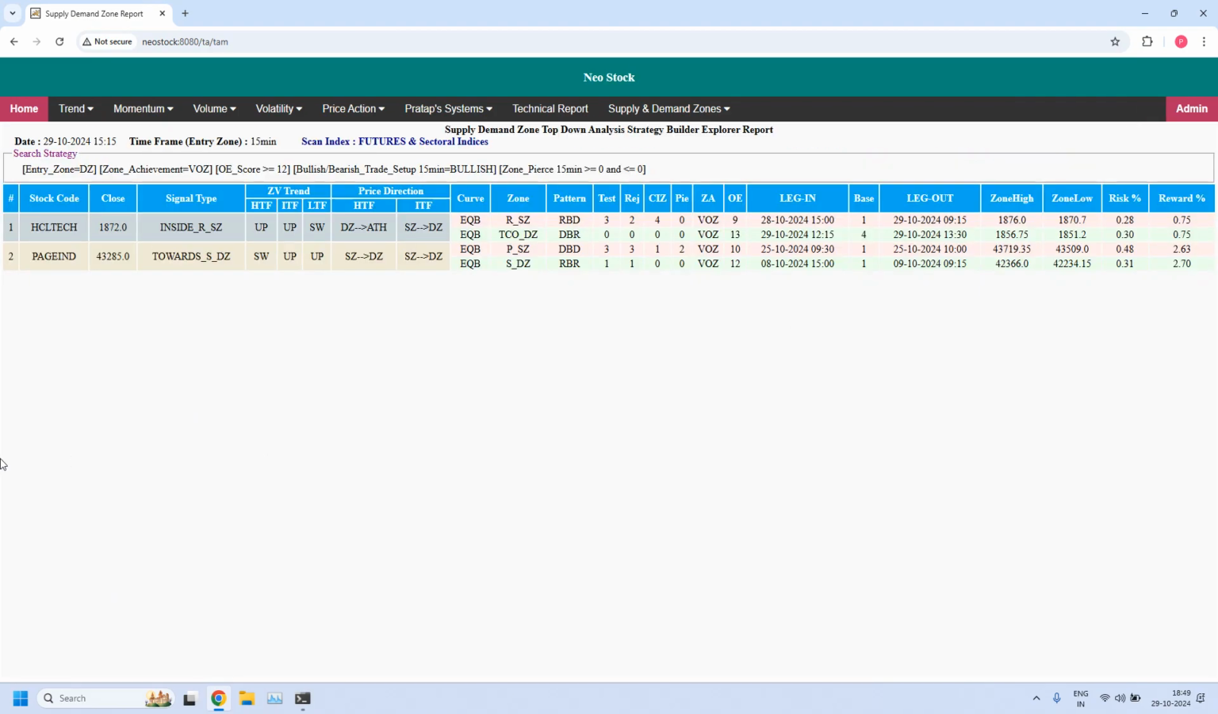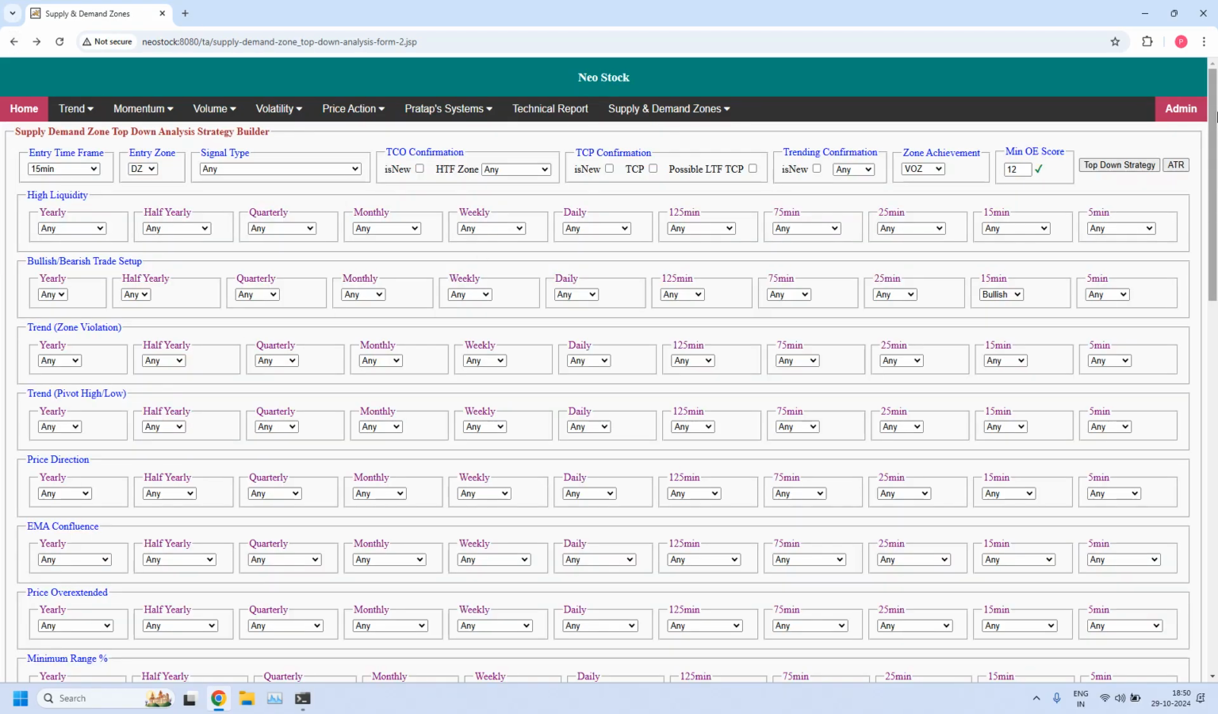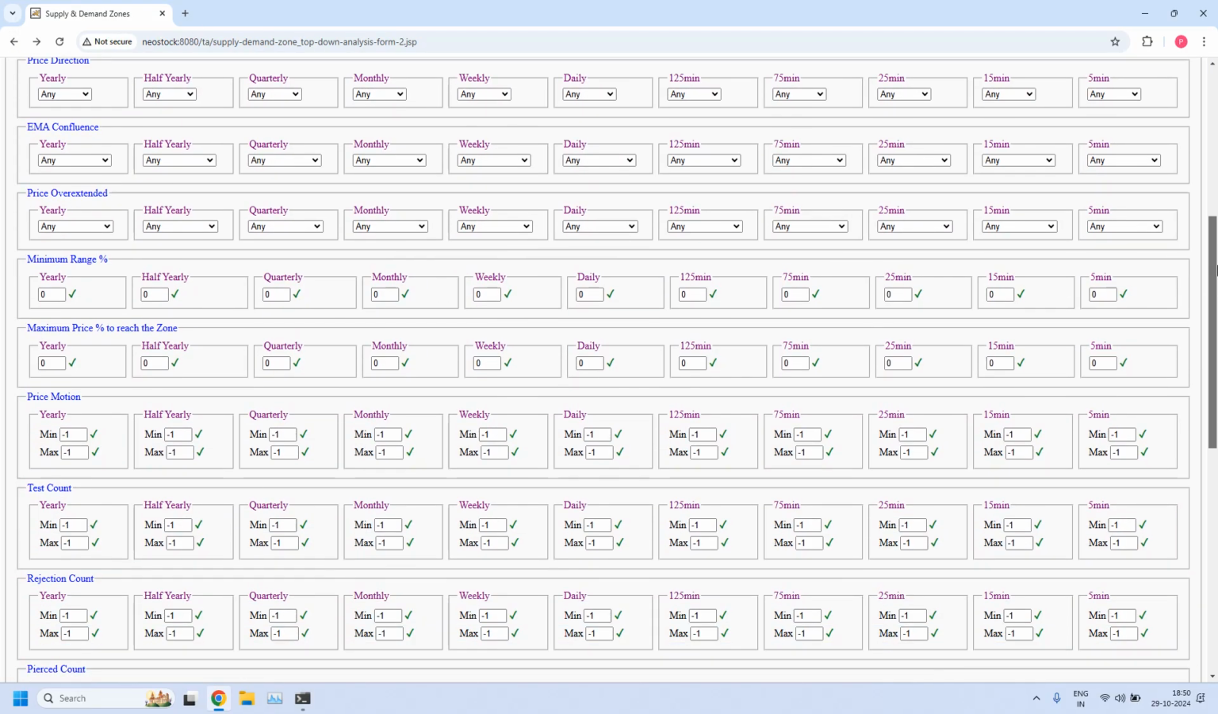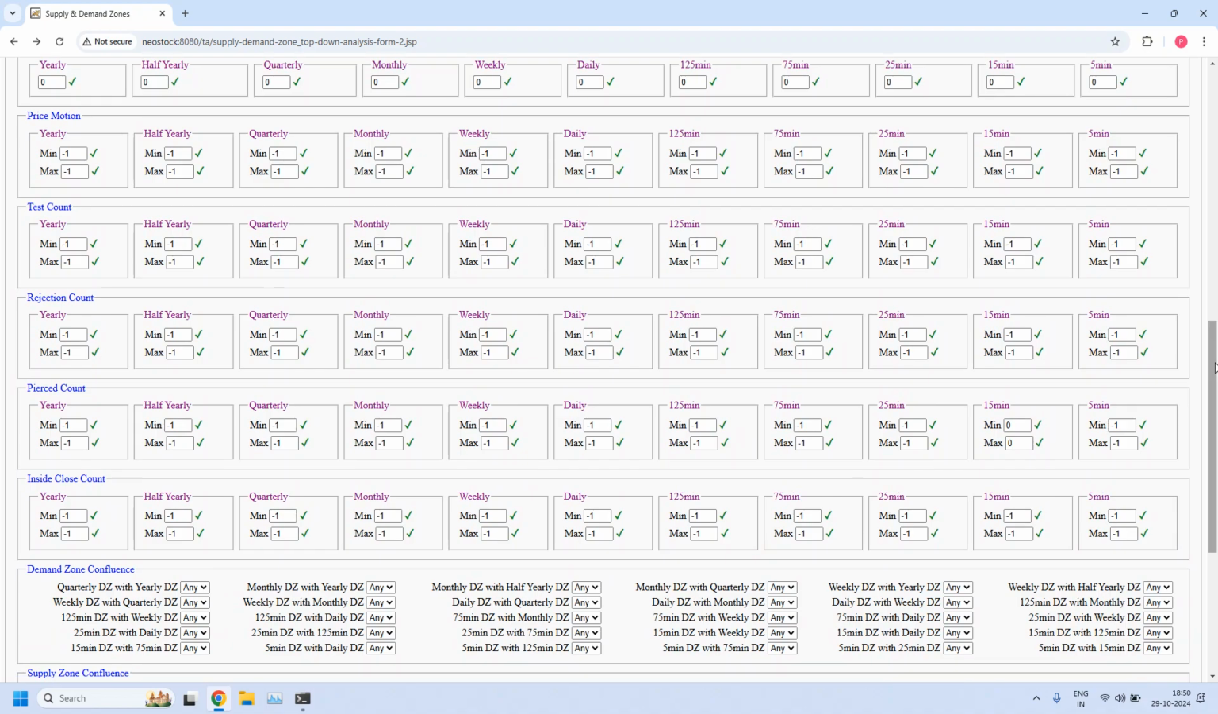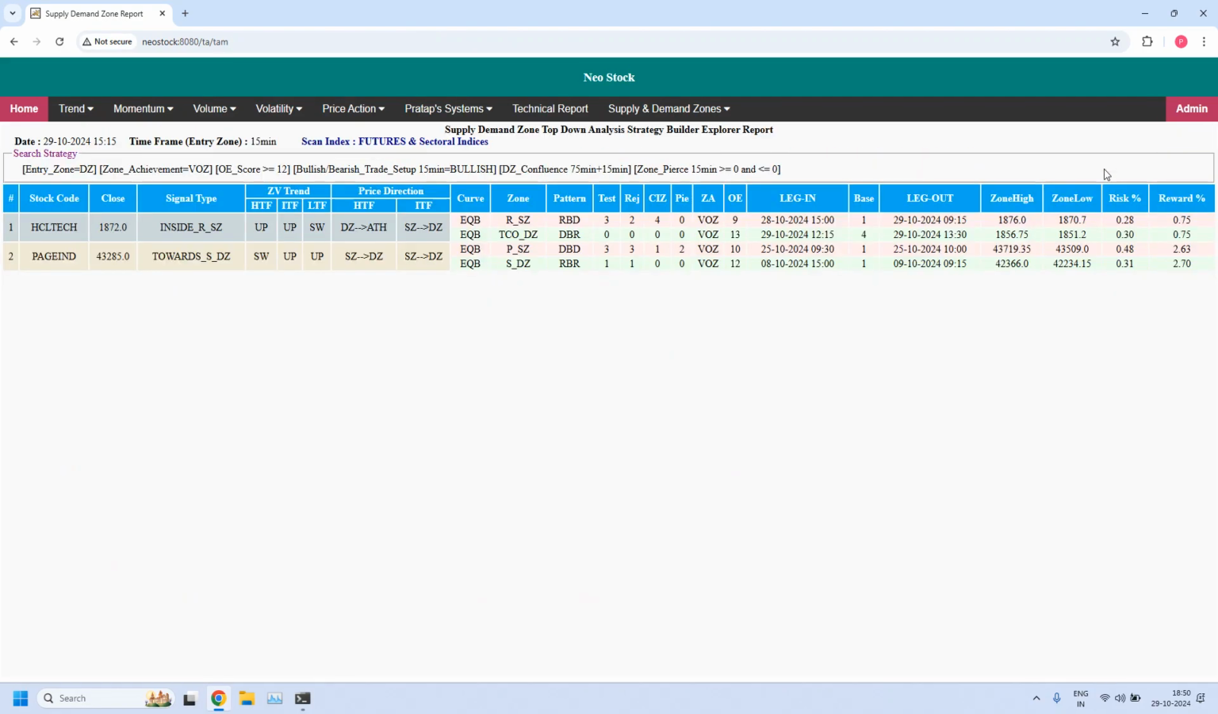Currently, these 2 stocks are supporting bullish trade setup for daily income trade, that is entry time frame 15 minutes. All these are 15 minutes demand zones. Let's verify any high probability setup supported stocks. If these 2 demand zones are part of ITF demand zone, let's verify. That is ITF demand zone confluence, LTF and ITF. So 15 minutes demand zone with 75 minutes demand zone confluence filter is enabled. Let's verify. Both the stocks are having ITF confluence.